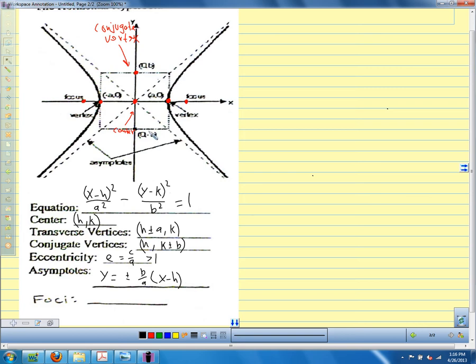To find our asymptotes, what we're going to do is draw this little box here. The length of this side of the box is 2a. I'm going over to the vertex and over to the vertex, so that side of the box is 2a. And the length of this side of the box is 2b. So we're going to draw this little box in here in the middle of the hyperbolas, and the asymptotes go through the corner of the box.